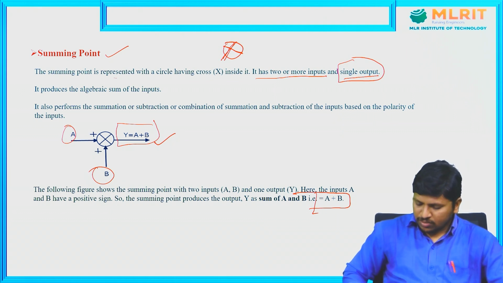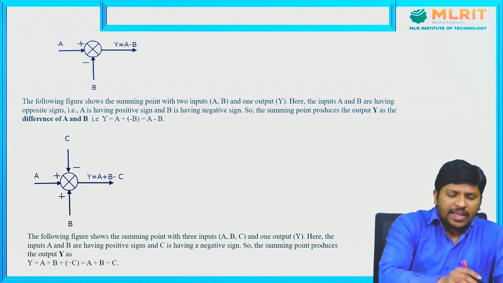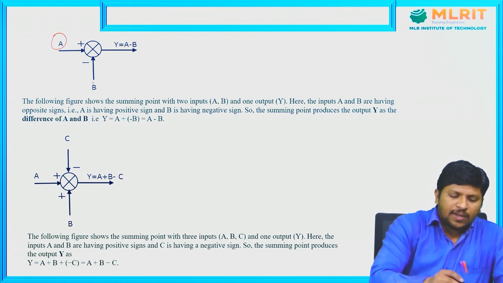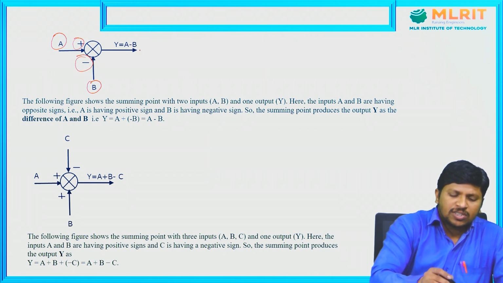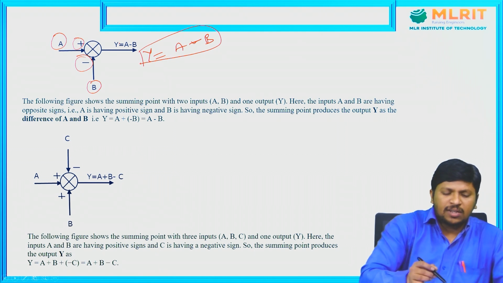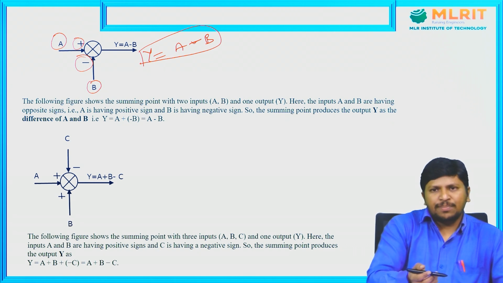Next, coming to the subtraction operation. Just observe, A is also an input and B is also an input, but here A ends with the positive sign and B ends with the negative sign. These two are subtracted, which means output Y equals A minus B, right? This is the subtraction operation, or else we also call it the difference.